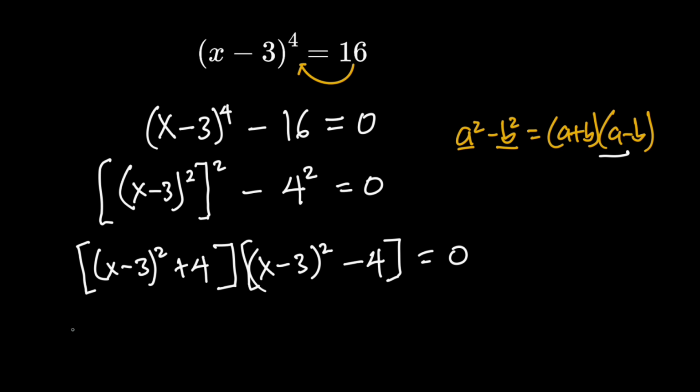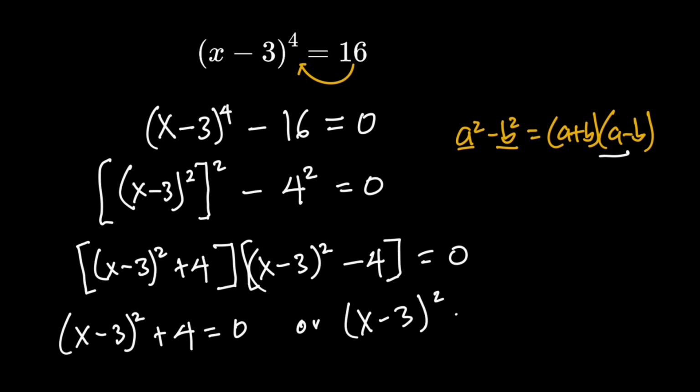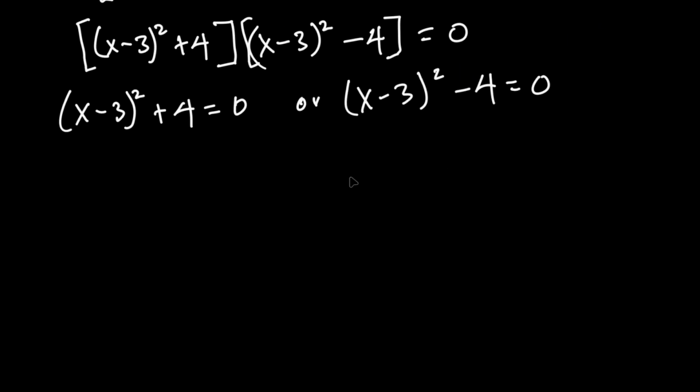Now, the product of two factors is 0. The first possibility is (x - 3)^2 + 4 = 0, or (x - 3)^2 - 4 = 0. We're going to be solving these two equations separately. From the first one, I can subtract 4 from both sides, so that I get (x - 3)^2 = -4.